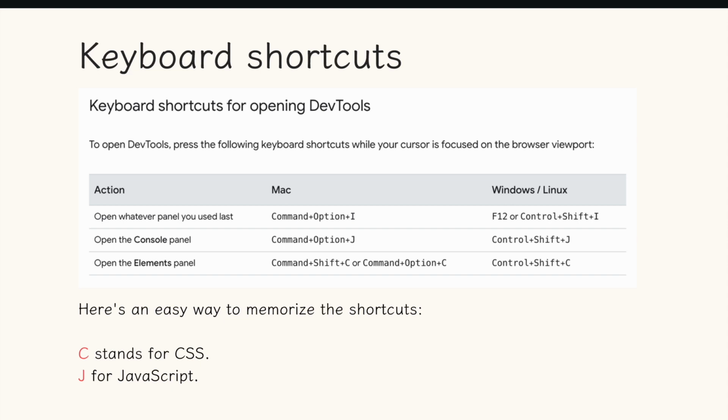So before we get into it, I think it's good to know some keyboard shortcuts about how to open the DevTools panels. If your operating system is Mac, then you can use Command plus Option plus J to open the console panel. And if your operating system is Windows or Linux, you can use Control plus Shift plus J to open the console panel. And here's an easy way to memorize the shortcut. C stands for CSS, J stands for JavaScript.